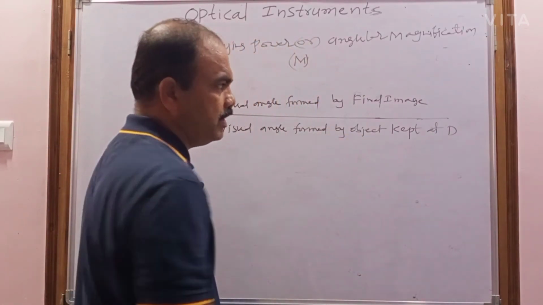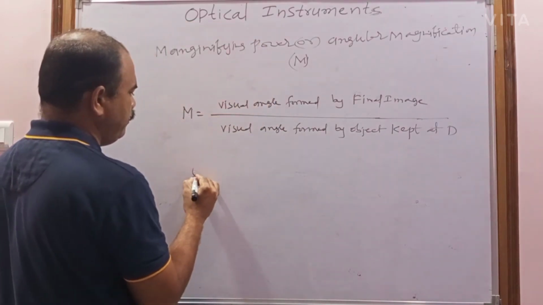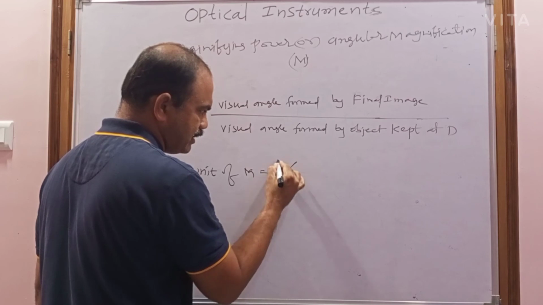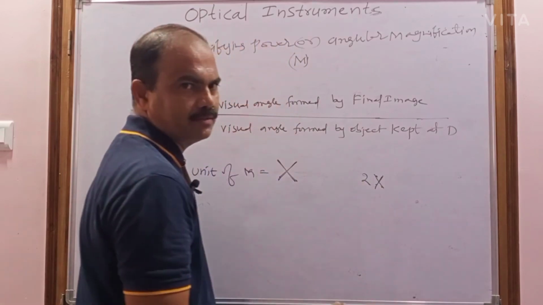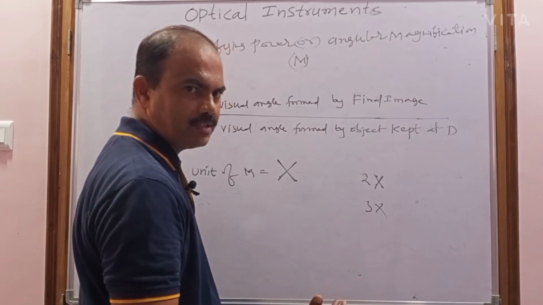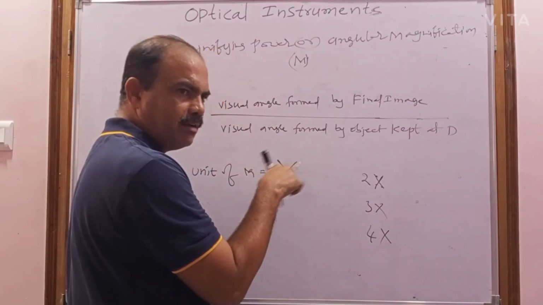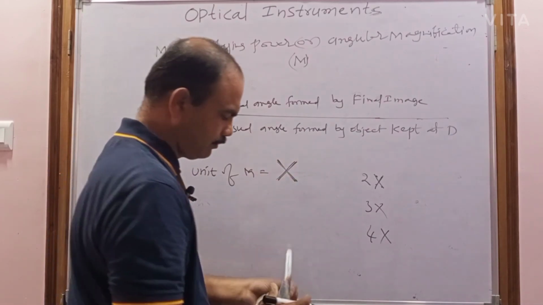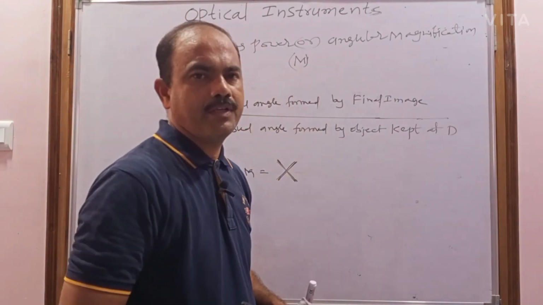D means what? D means the near point, the least distance of distinct vision, 25 centimeter. The unit of magnification is represented with x. 2x means the magnification will be 2 times. 3x means the angular magnification will be 3 times the object. 4x is read as 4 cross or 4 x. So the unit of magnification is cross. Remember. So this is about magnification, magnifying power, angular magnification and visual angle.